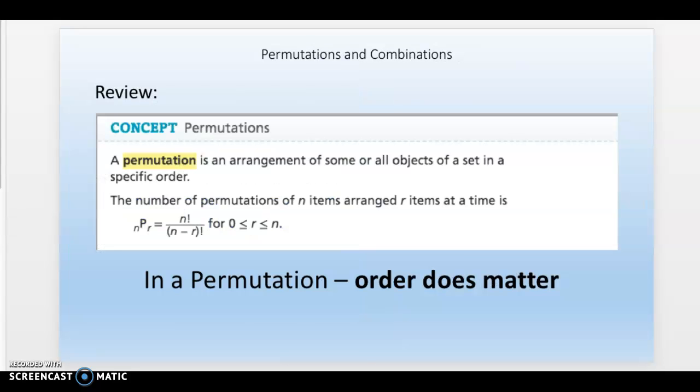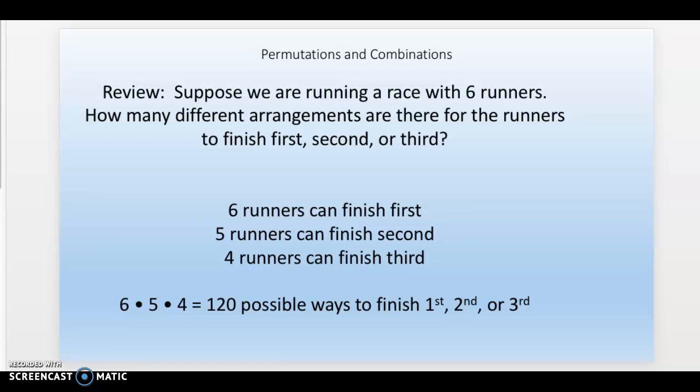All right, just to review. In the first video, we talked about permutations. They're an arrangement of some or all objects of a set in some specific order. In a permutation, order does matter. Remember, we looked at the example of 6 runners in a race. How many different arrangements were there for the runners to finish first, second, or third? We did a permutation because order did matter there.